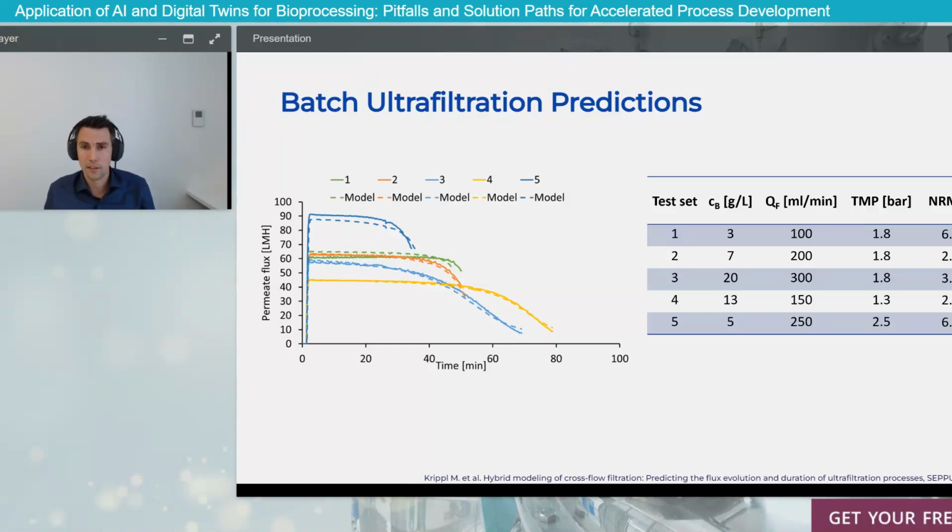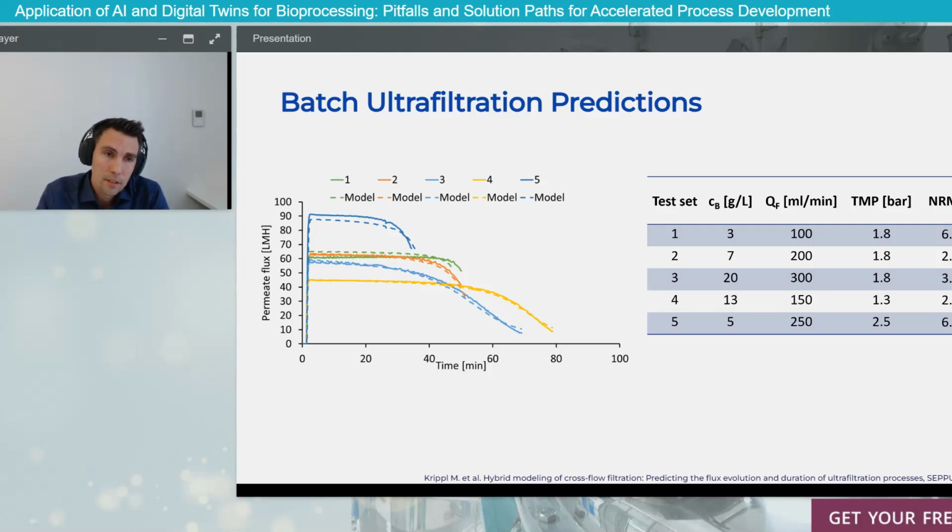And these different data sets have differences in the concentrations, so in the amount of starting concentration, in the cross flow velocity. So how quickly do we feed our surge tank, or our membrane? And then also differences in the TMP.